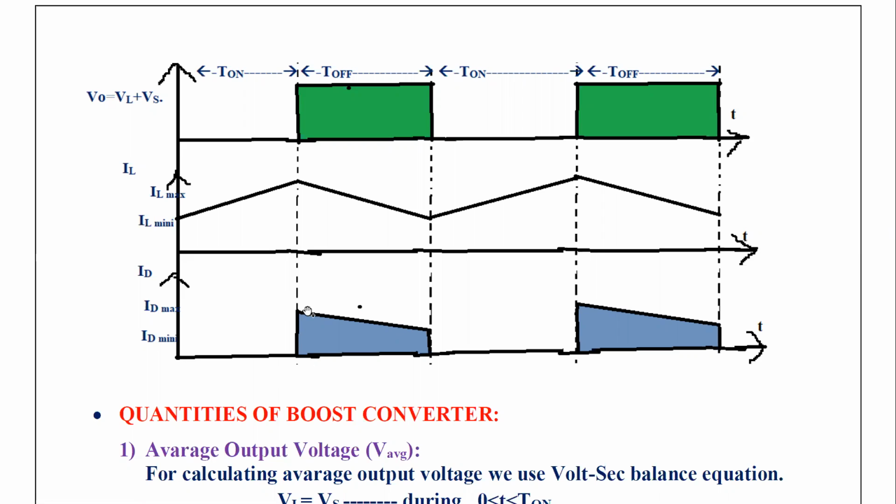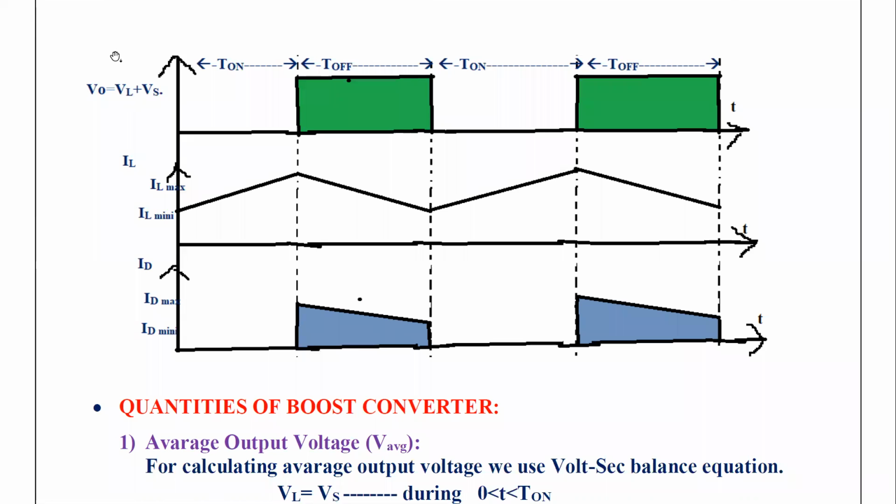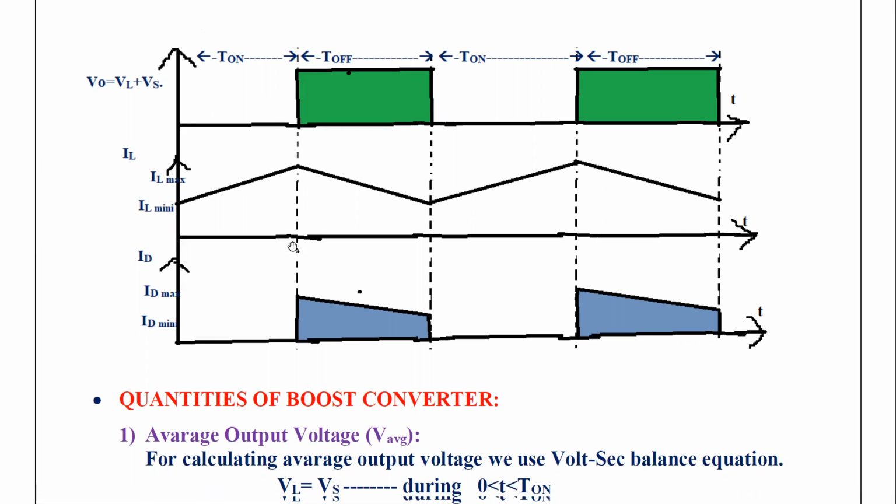And during turn off time, the diode is allowing the current. Whatever amount of current is flowing through the inductor, the same amount of current is going to flow through the diode. Therefore, these two waveforms will be almost similar during turn off time. So these are the three waveforms regarding the boost converter, and this is turn on time, this is the turn off time, and this is the complete time period of a particular cycle.